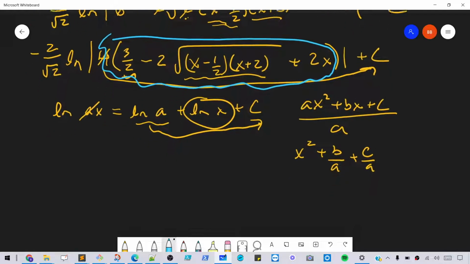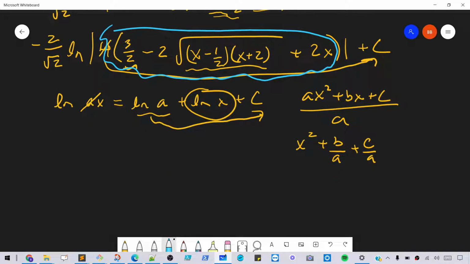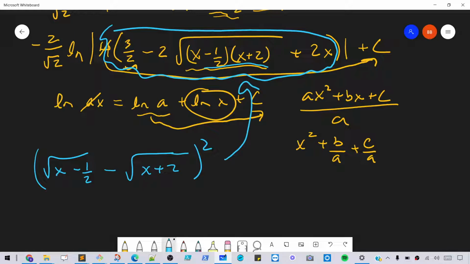But what I'm going to say is that expression right there is going to factor as, I'm just taking the two roots the way we have it broken up. So I'm saying that the square root of each of these separate squared is that. So that's the key piece there.